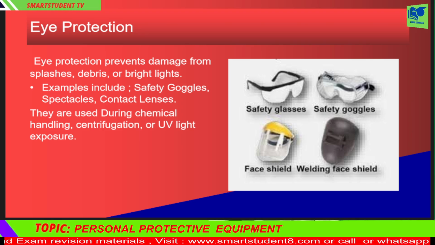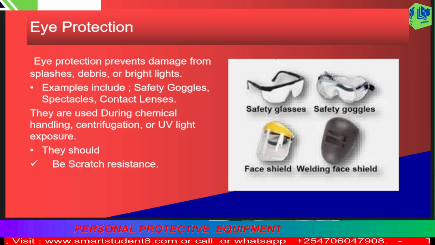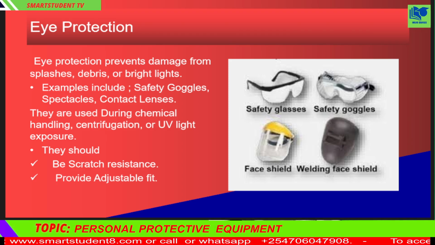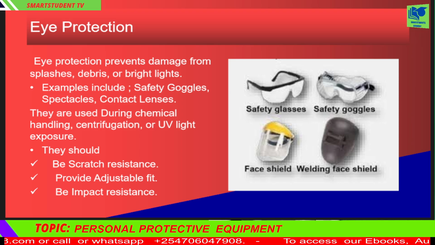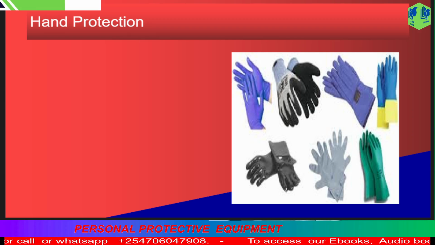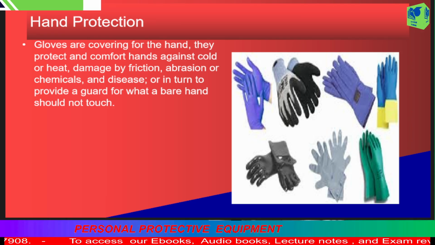They are used during chemical handling, centrifugation, or UV light exposure. They should 1. Be scratch resistant. 2. Provide adjustable fit. 3. Be impact resistant. 4. Hand protection. Gloves provide covering for the hand. They protect and comfort hands against cold or heat, damage by friction, abrasion, or chemicals, and disease, or in turn to provide a guard for what a bare hand should not touch.